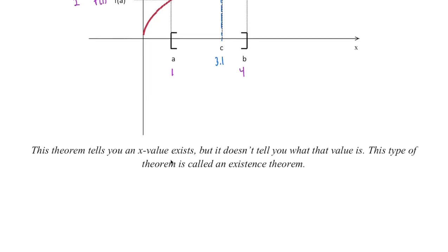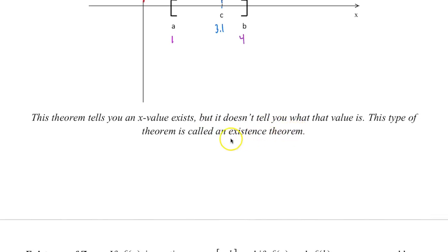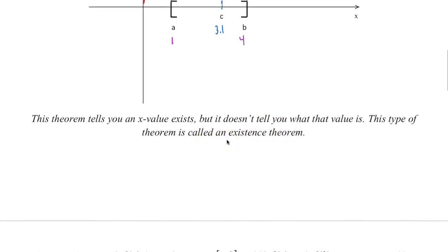So again, keep in mind this theorem tells you an x value exists, but it doesn't tell you what that value is. So I know f of 3.1 exists. I actually don't know the value. I kind of estimated here, but we don't really know. We just know there must be an f of 3.1 that exists. This type of theorem is called an existence theorem.